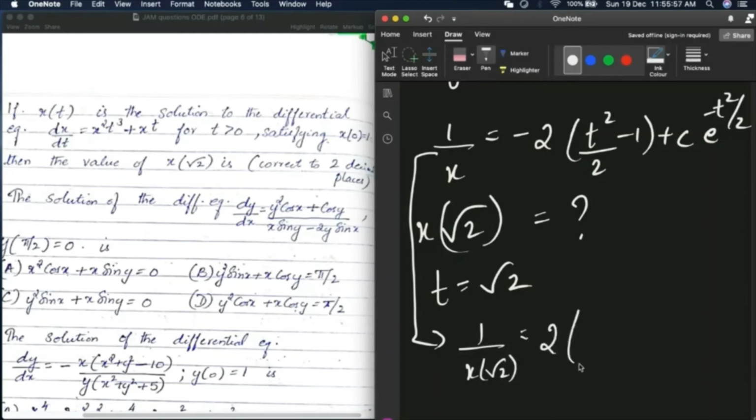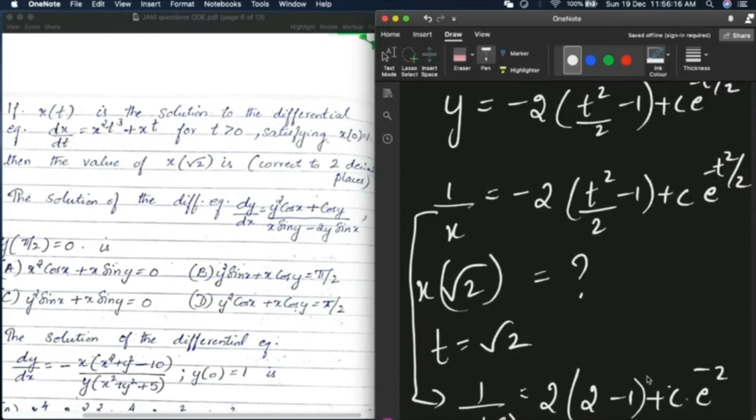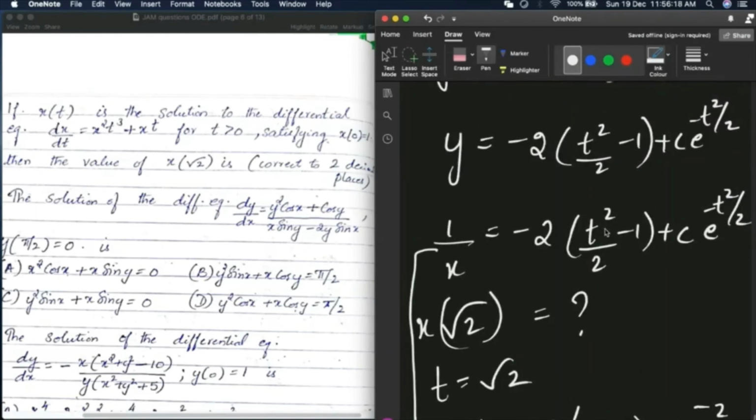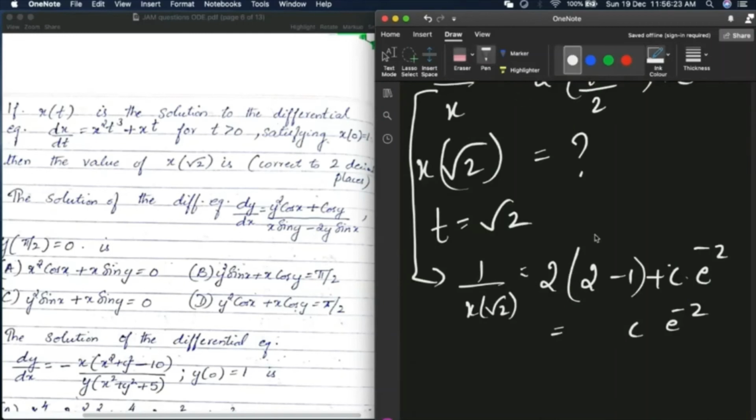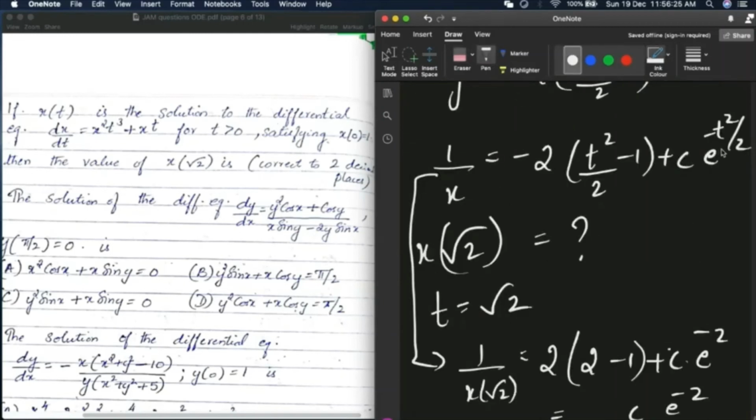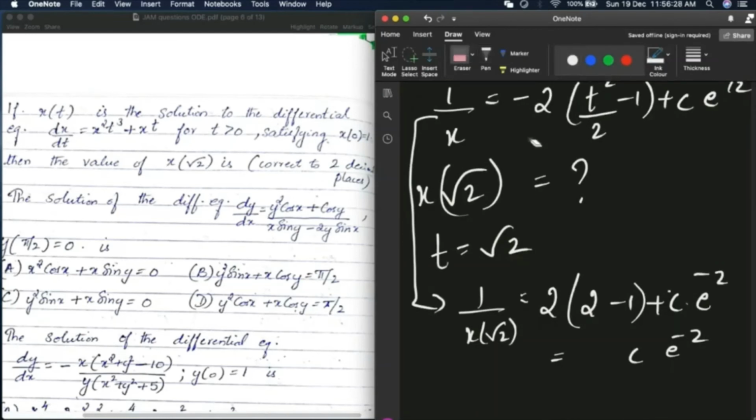C raised to minus 1. C raised to e power minus 1. Becomes e raised to minus 2, right? Ma'am, isn't it 1 minus 1? This becomes, correct, 2 by 2 is 1, correct. Minus 1, 0. So this one goes away. C into e power minus 1, ma'am. Ma'am, y is 1 only. Correct. This is also minus 1.